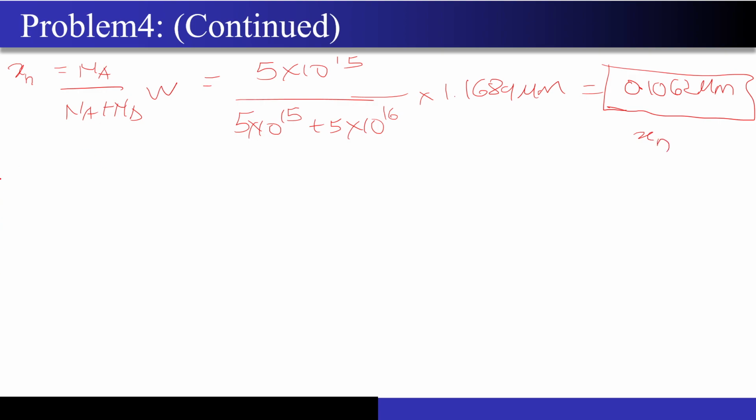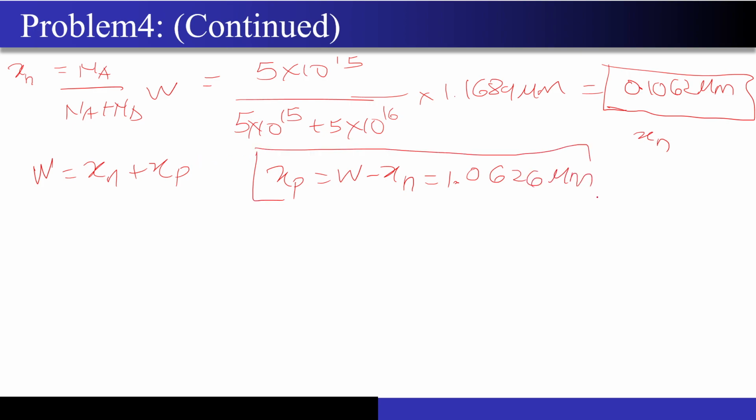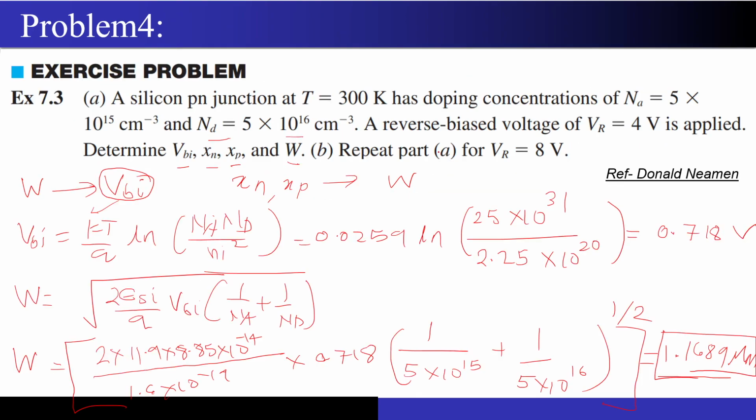And similarly, W is nothing but Xn plus Xp, correct? So if you find out the value of Xp from here, it is nothing but W minus Xn, and this value will come out to be around 1.0626 micrometers. I hope this was clear. Now let me check, have we missed anything or not?